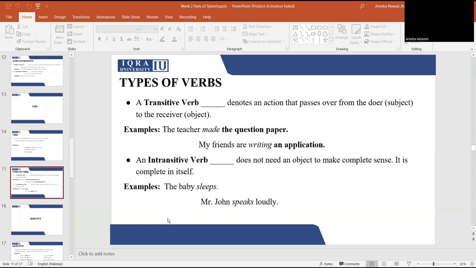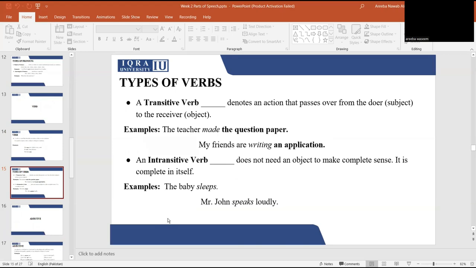Okay? There are types of verbs. First one is transitive verb. It denotes an action that passes over from the doer, the subject, to the receiver, the object. The teacher made the question paper. My friends are writing an application.